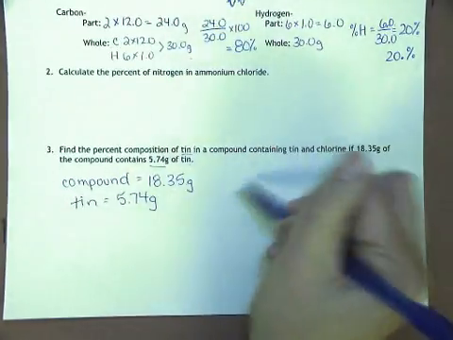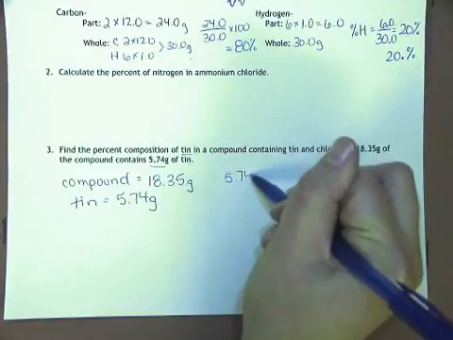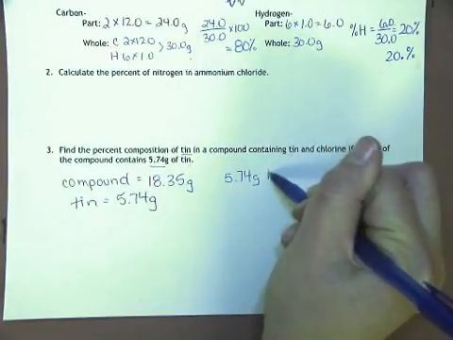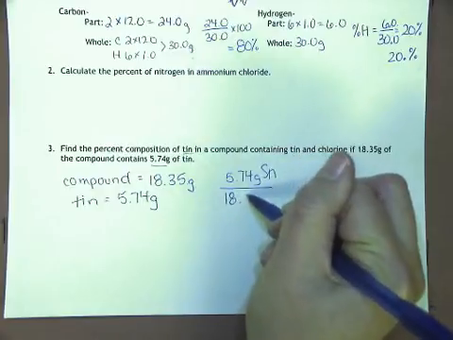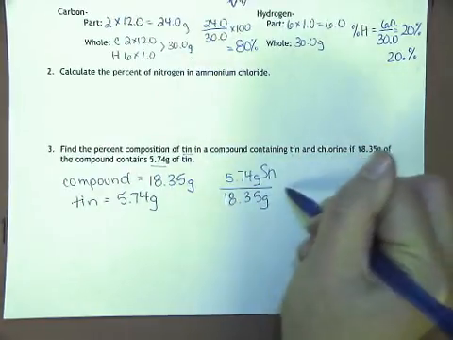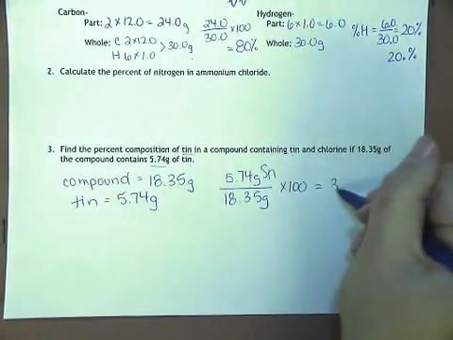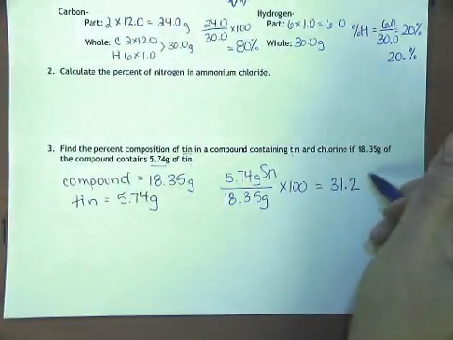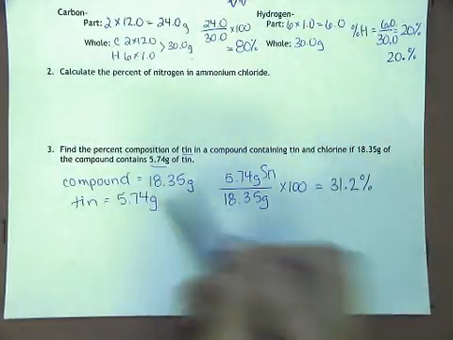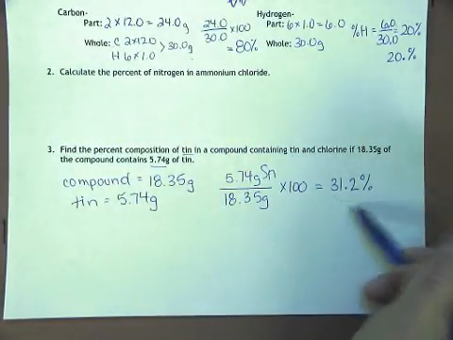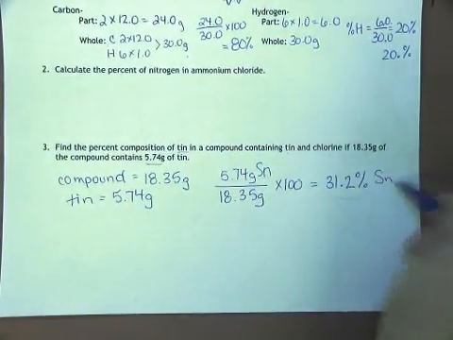Well, here are my total and my part, so my amount of tin, 5.74 grams of tin, divided by my whole, 18.35 grams, times 100 gives me 31.2%. Now my lowest number here, tin, has 3 significant figures, so my final answer has to have 3 significant figures. So 31.2% tin.